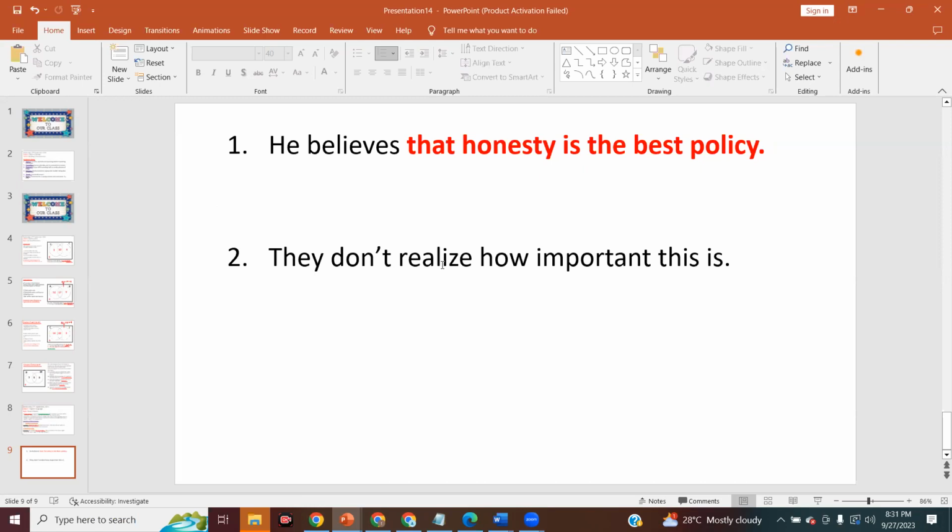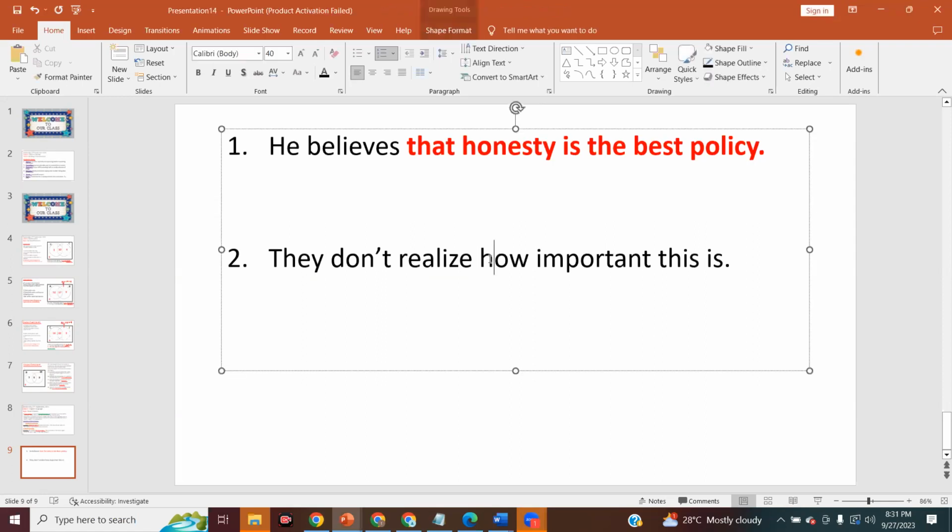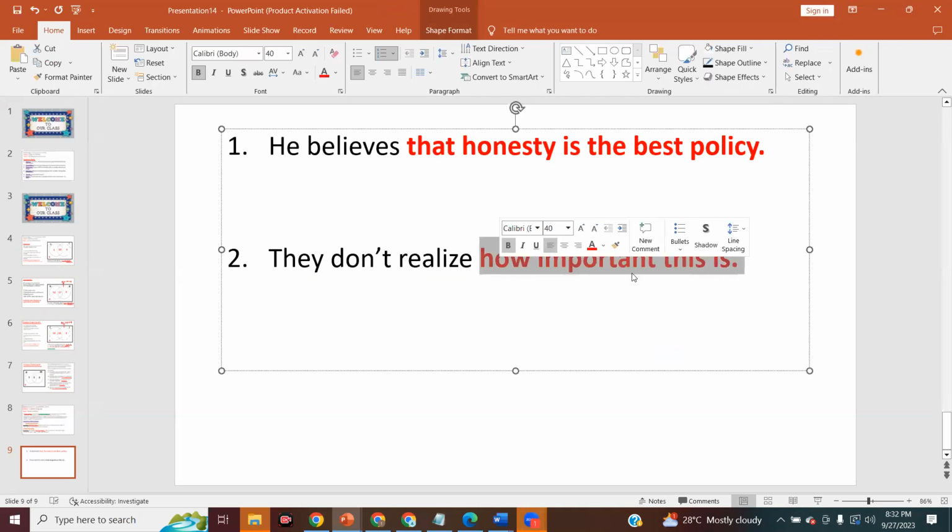Mr. Petit, it's because of the word realize. Exactly, you're right. What is the verb in the sentence? Realize. Very good. What is the noun clause? How important this is. So it doesn't have to start with that. It can start with any relative pronoun, or it can start with any subordinating conjunction. So make sure you remember that.